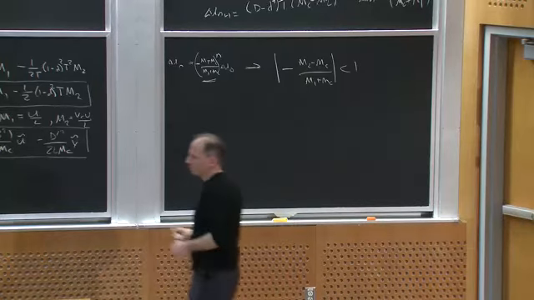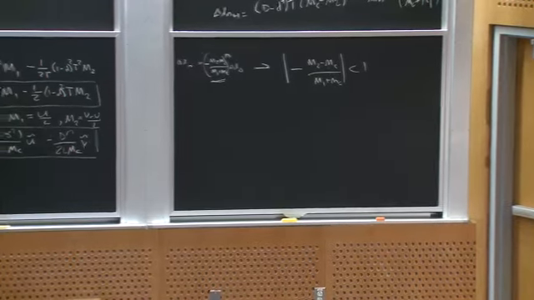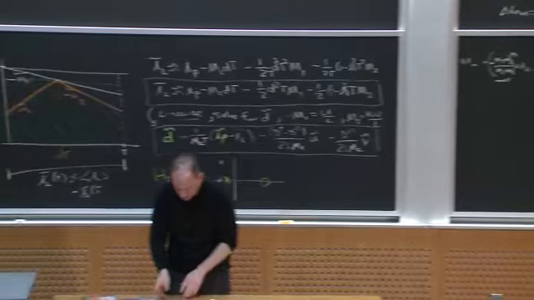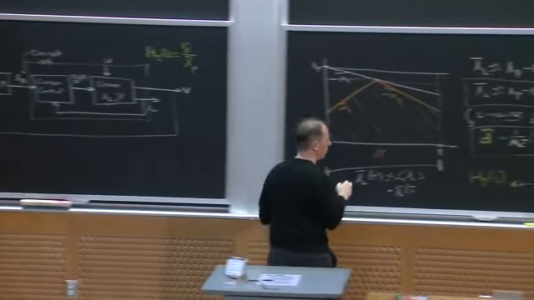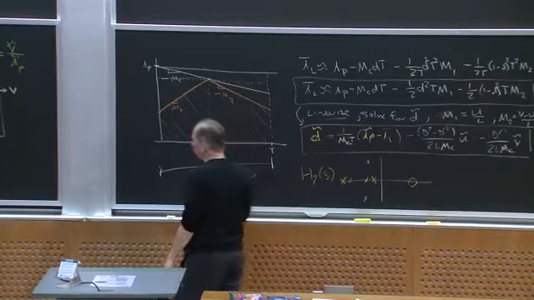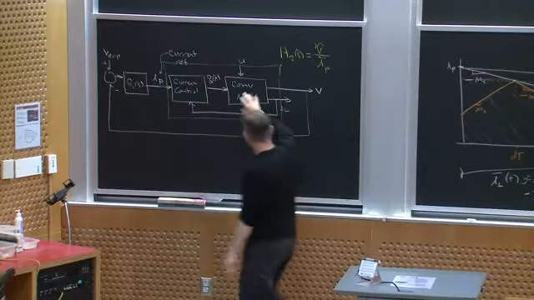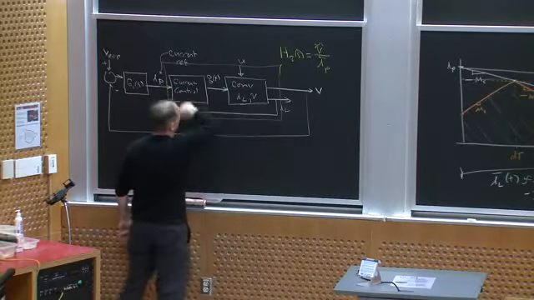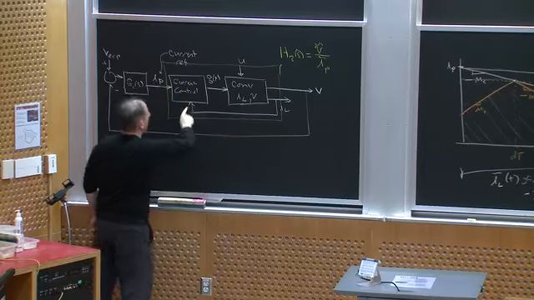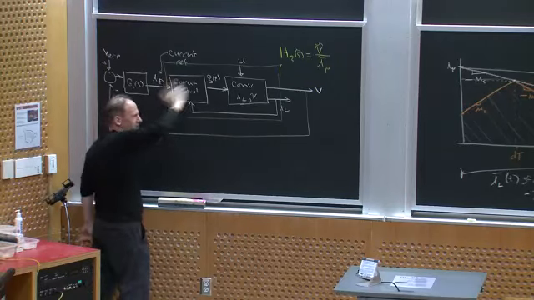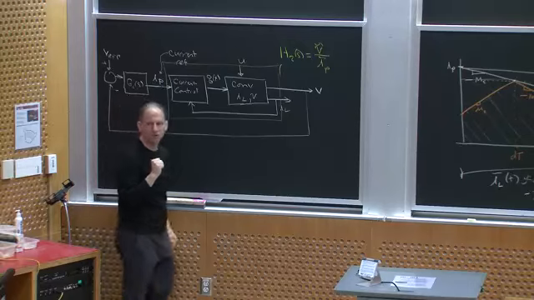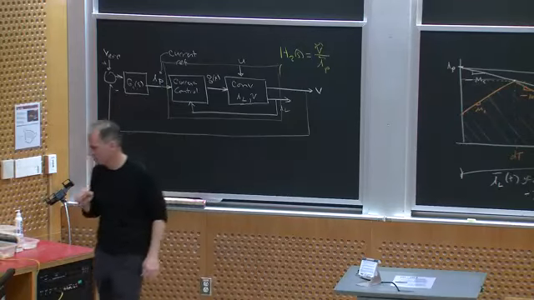So, let me summarize. We didn't like the fact that we had these very lightly damped poles. So we did full state feedback, and we feed back current on this inner loop, and then we use the outer loop to set the current reference. And that's the most common way people do things.